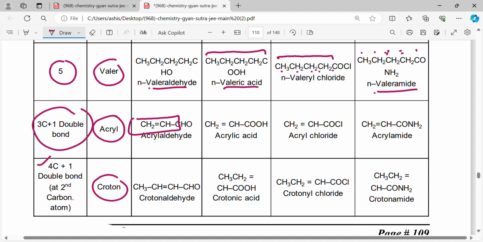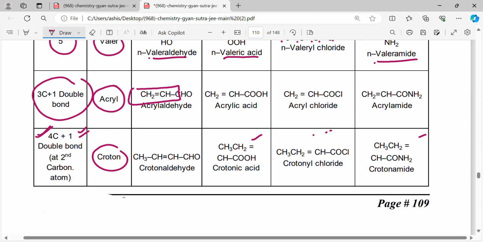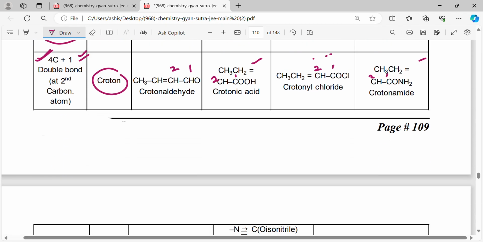Croton is used for 4 carbons plus 1 double bond. If 4 carbons are there and 1 double bond is there, then that is called croton. So crotonaldehyde, crotonic acid, and then crotonyl chloride, then crotonamide. You can understand the meaning of croton. And the double bond should be at the second position. Suppose here is 1 and 2, on the second position there is a double bond. So 4 carbons plus 1 double bond, and the double bond should be at the second position, then that is called croton.